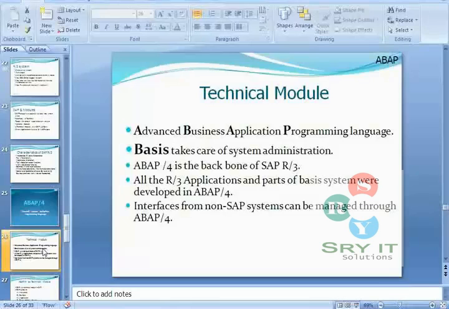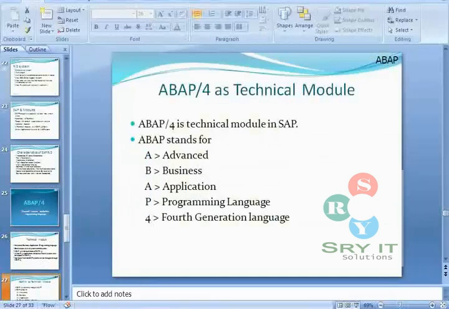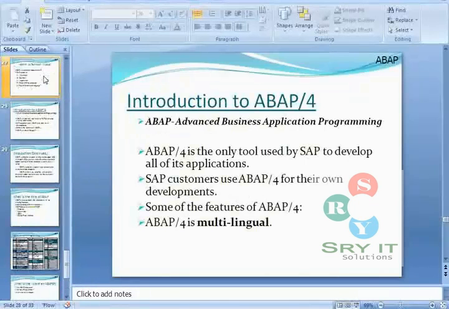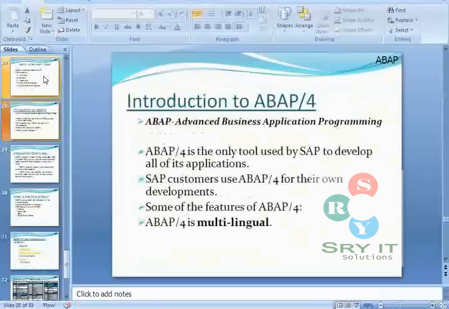Yeah, right. Good. So now, the same case, I'll be giving a few more points. Continue with the same points. Okay. So ABAP is the only tool used to develop the entire SAP R3. There is no other language to develop SAP R3. Even BI, BO, SRM, CRM, if you take any module from SAP, it's developed by ABAP only. So SAP customers, like clients, use SAP ABAP for their own developments only.